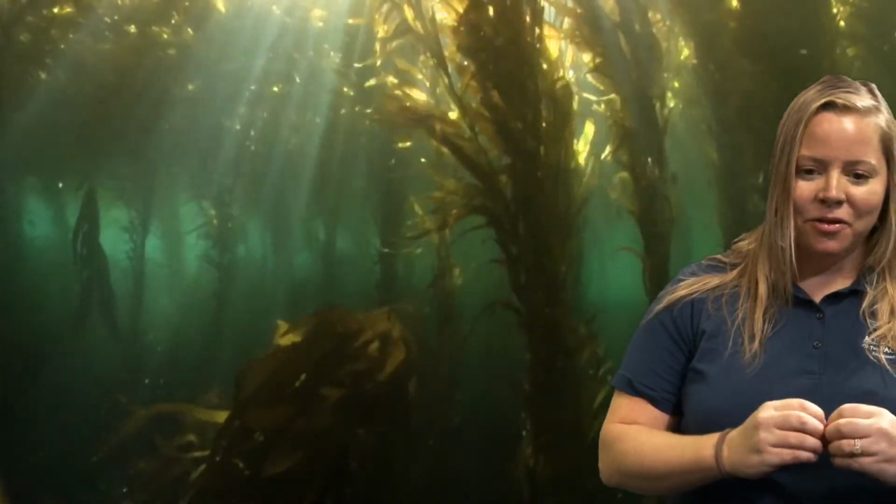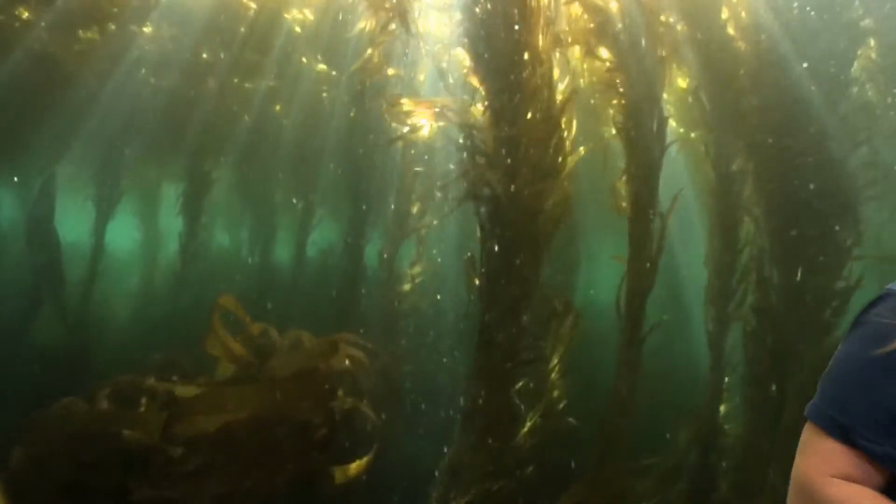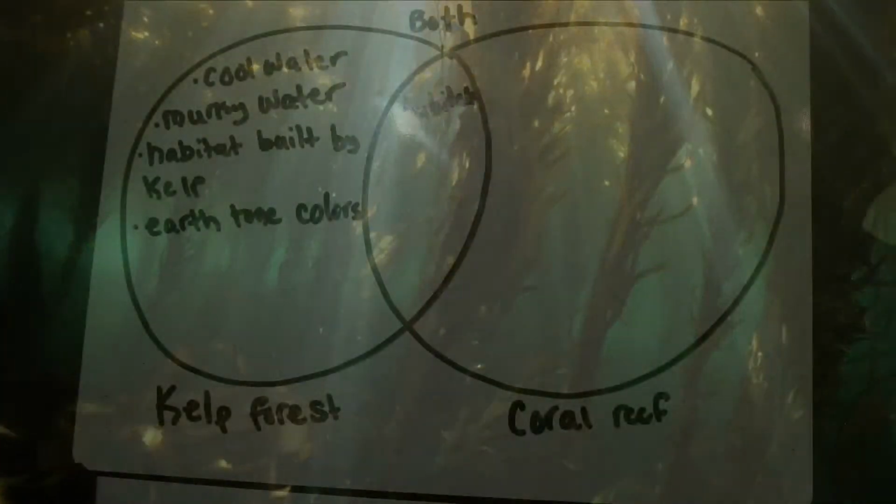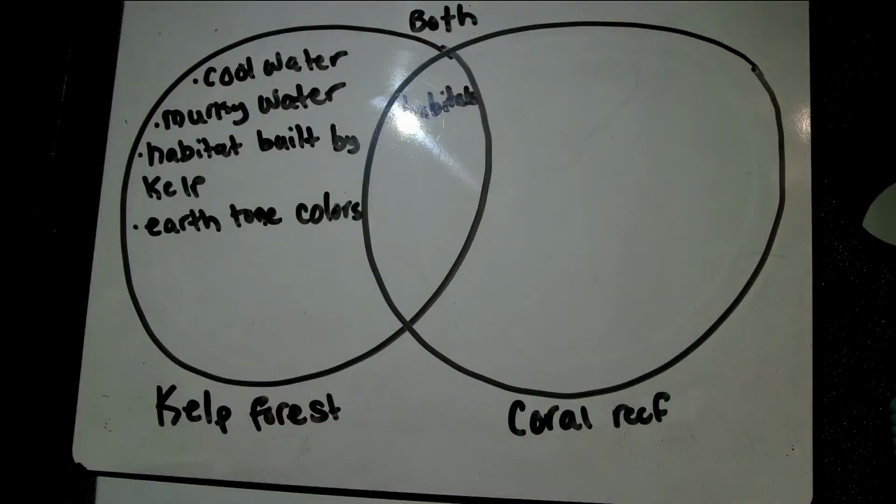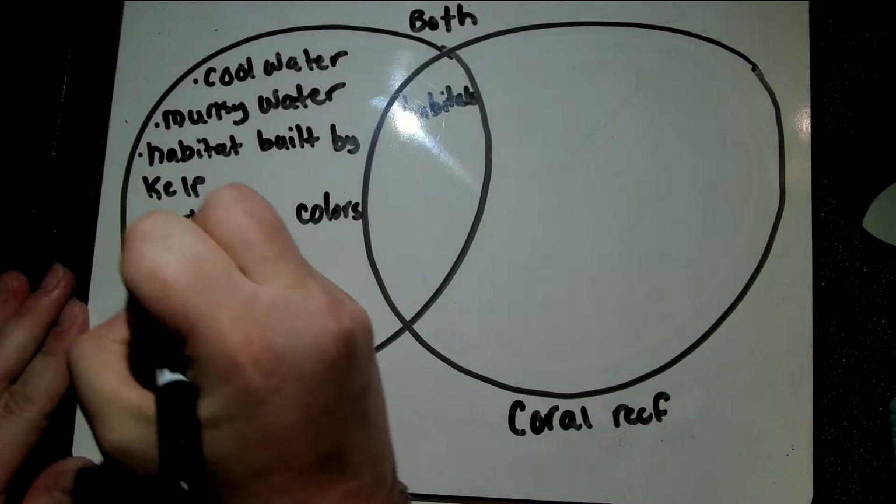Okay, so what else did we learn here about the kelp forest? Let's go back to our Venn diagram. We saw sea urchins. So some animals that live in the kelp forest: sea urchins.